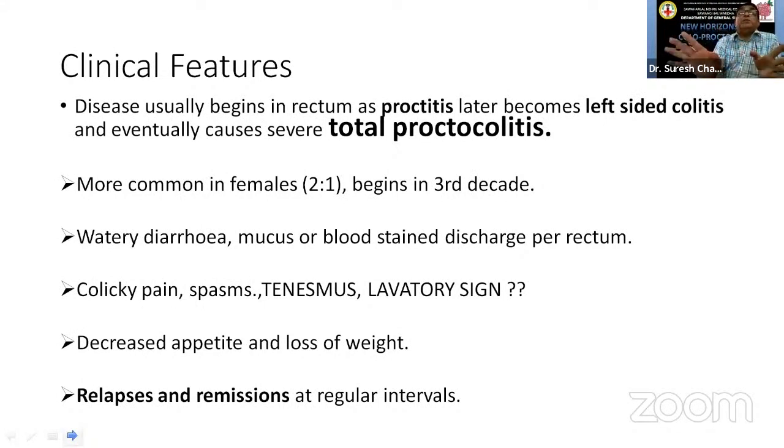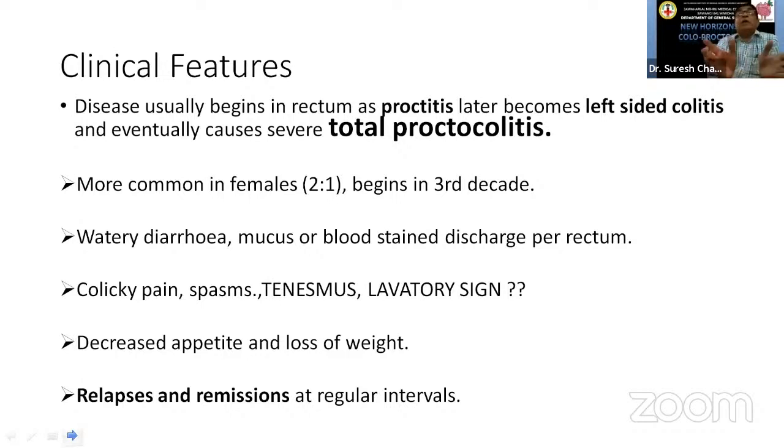The disease usually begins in the rectum as a proctitis, later spreads from left to right, and becomes proctocolitis. It is more common in females and begins in the 3rd to 4th decade. There is watery diarrhea and mucus, blood-stained discharge from the rectum. People usually suspect malignancy, but it is a benign disease, though beware, it can become malignant. The patient can die. A malignancy patient may not die in 1 or 2 months but after 2 years, whereas this is an emergency. There is colicky pain, spasm, and tenesmus at the lavatory site.